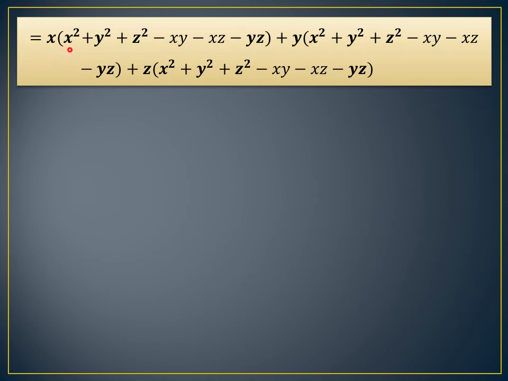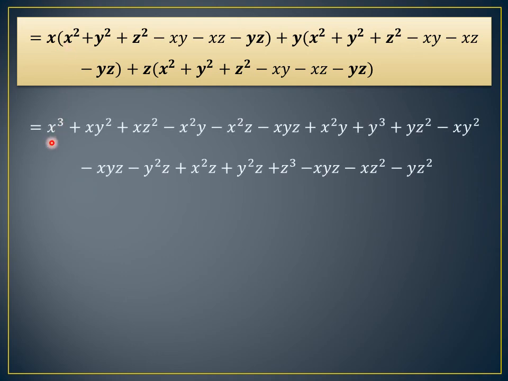x will be multiplied with x square, it will become x cube. x into y square will become xy square. x into z square will become xz square. x into minus xy will become minus x square y. x into minus xz will become minus x square z. x into minus yz will become minus xyz.